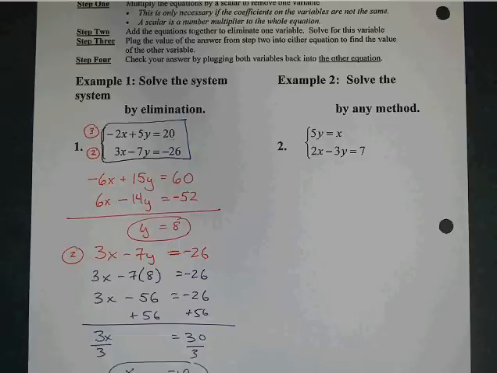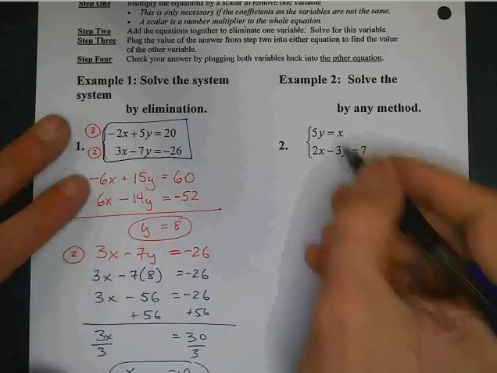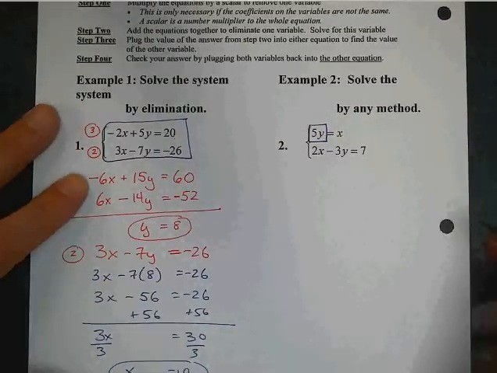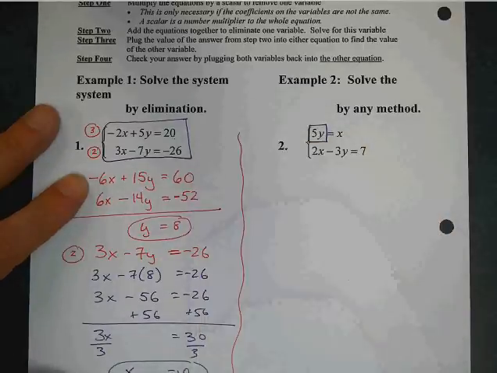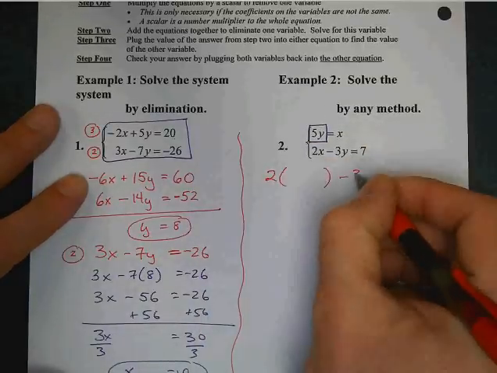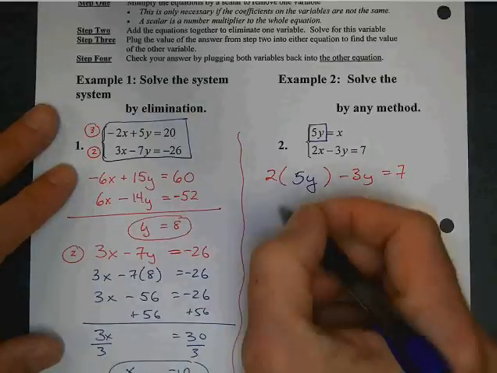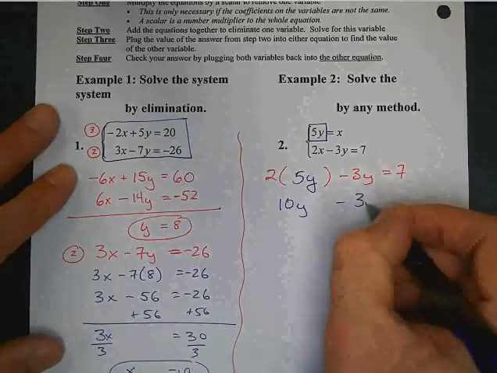Now, before we go to substitution, let's look at elimination. Is it set up in standard form? X's and y's on one side, numbers on the other. This one is, but the top isn't. So what method is probably the best for this problem? Substitution. So, put a box around the 5y. Remember how we did that? And in the second equation, where you see an x, what do we replace that with? Yeah, a 5y. And there it is. That gives us 10y minus 3y equals 7.